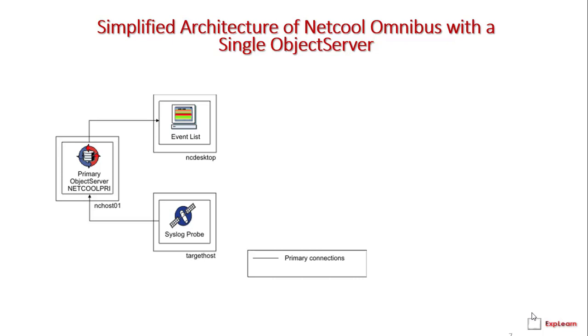The Netcool desktop client shows the event list. Event list can also be displayed by Netcool Web GUI. Please note that this is a simplified architecture. Usually in a common production environment, you might see multiple object servers configured in a highly available, multi-tiered architecture. The probes, gateways, etc. can also be seen in multiples for various reasons like high availability.